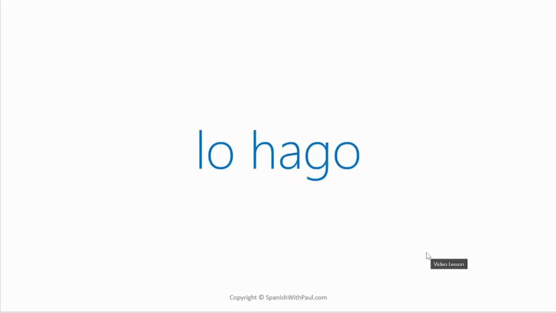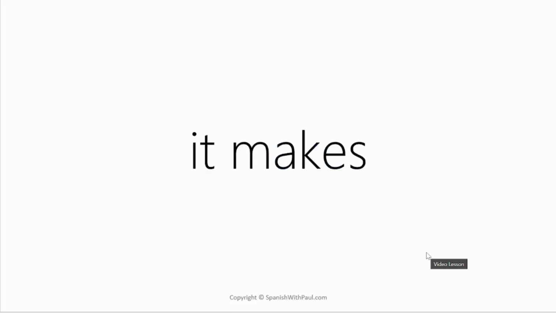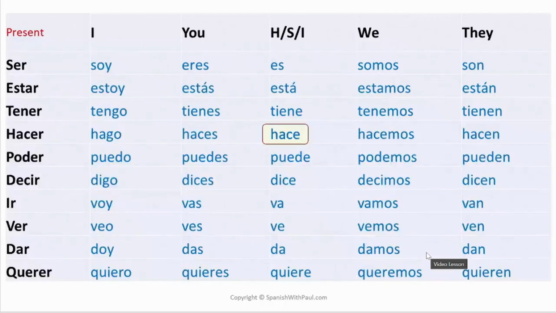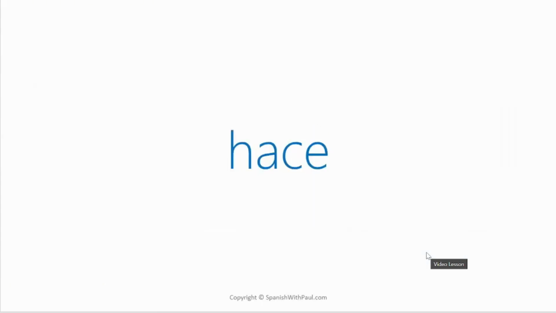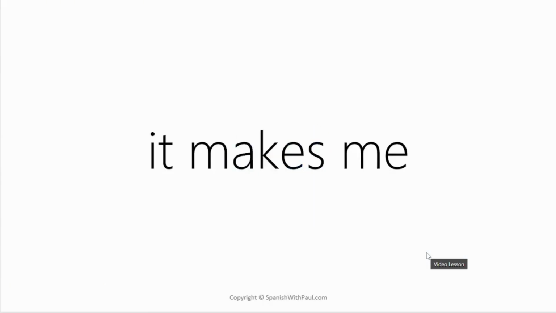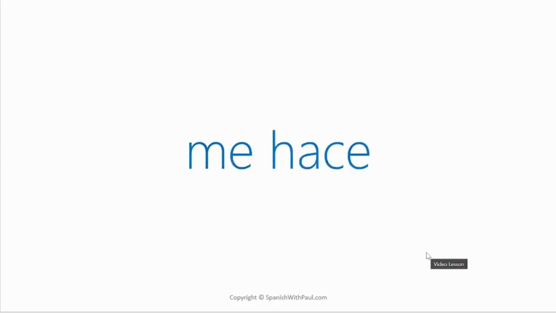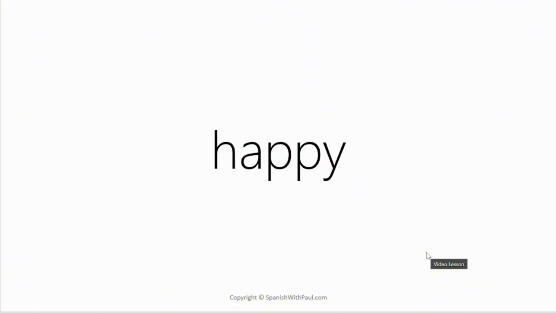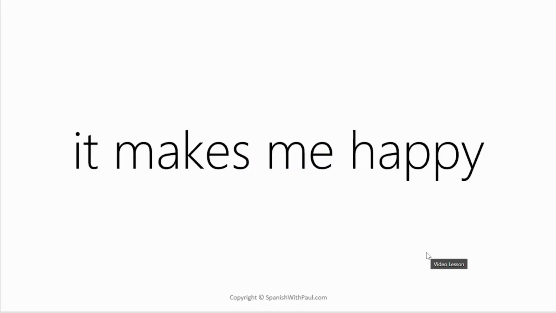Lo hago. If we wanted to express it makes, again we can go to our chart because remember hacer is to do or to make. So the angle for he, she, or it is here, and the sound is hace. Hace means it makes, he makes, she makes. So hace, it makes. How would you say it makes me? Me hace. What's the word for happy? Feliz. You could also say contento or contenta, but let's stick with feliz. Now say, it makes me happy.